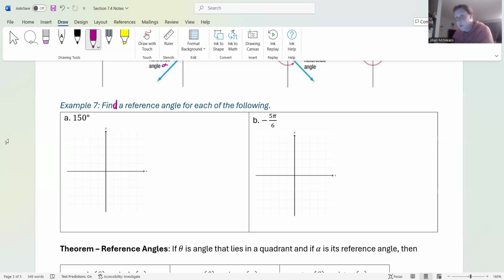Okay, so we have positive 150 degrees. We know we have our vertex at the origin. We have our initial side on the positive x-axis, and we're going to sweep open in the counterclockwise direction because this is positive. Now, 150 degrees is somewhere between 90 degrees and 180. We know that 180 degrees is here and 90 degrees is here. It just so happens that 150 is 60 more than 90, so we would be right here.